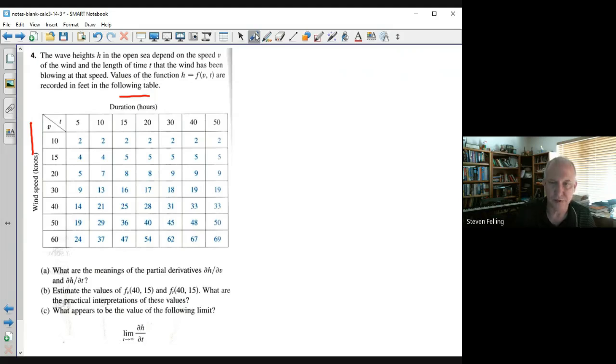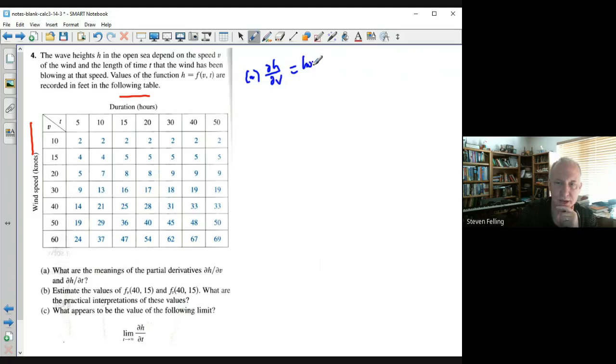What are the meanings of the partial derivatives? So what does dh del v mean? This means for every additional increase in wind speed of 1 knot, how much higher or less high does the wave height become? I would say that it's equivalent to saying how fast the wave height is changing. It's per unit. Maybe we could say it's a rate of change. So it's a rate of change of the heights of the waves as we change the wind speed.